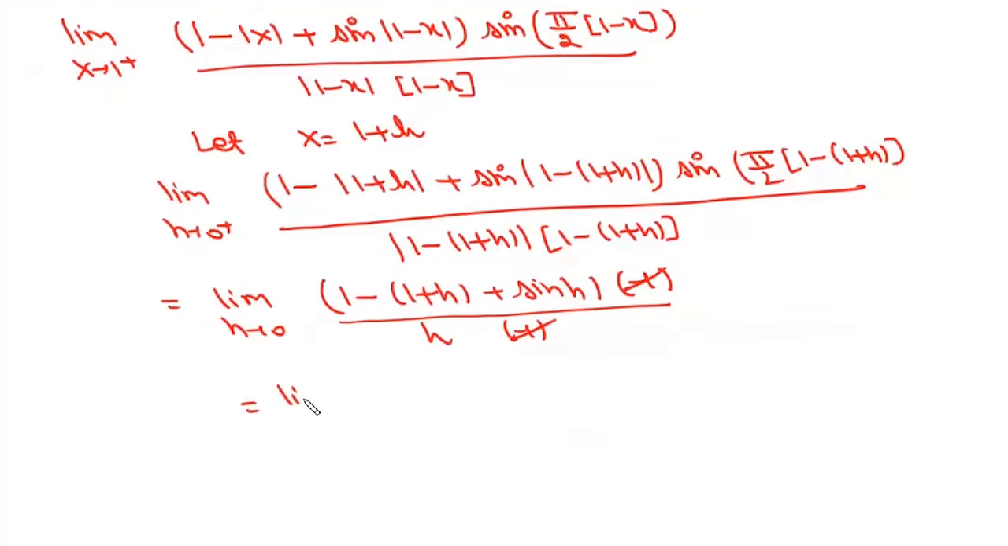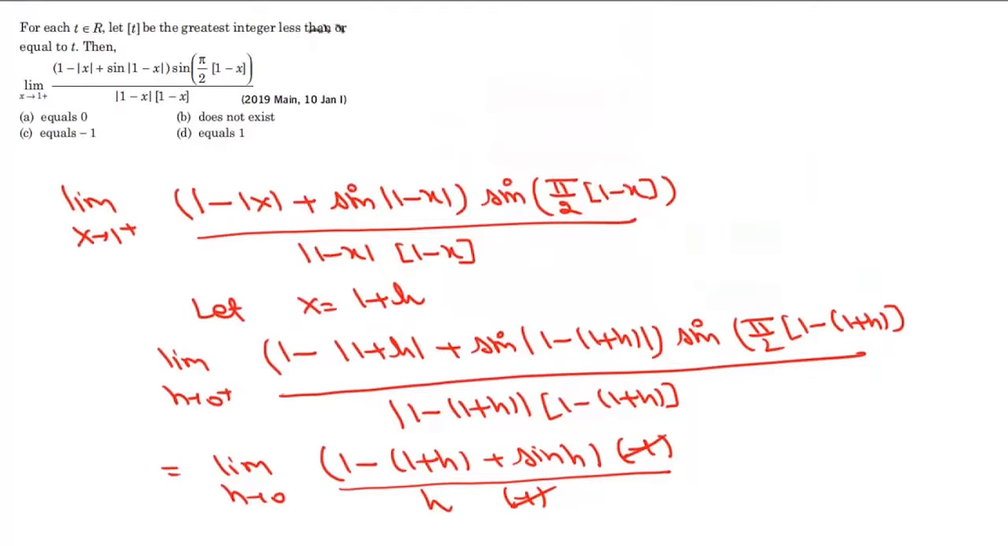limit h tends to 0 positive of minus 1 plus sine h upon h. Now sine h upon h is 1. So minus 1 plus 1 is 0. So the value of this limit is 0, and that's your option A.